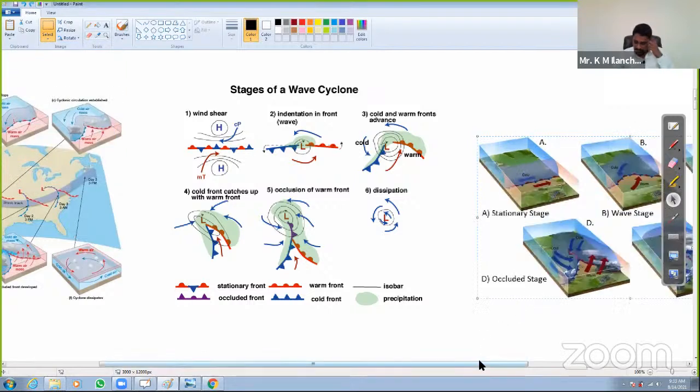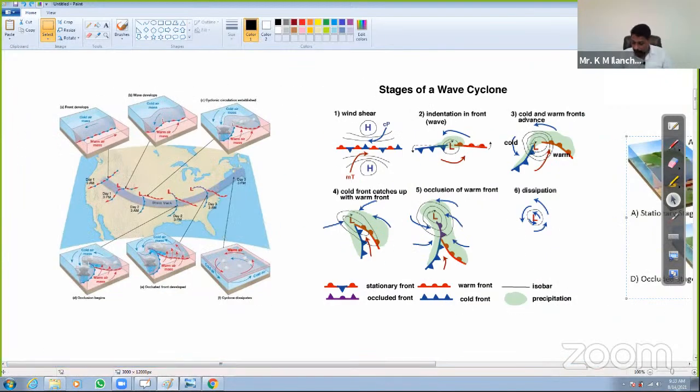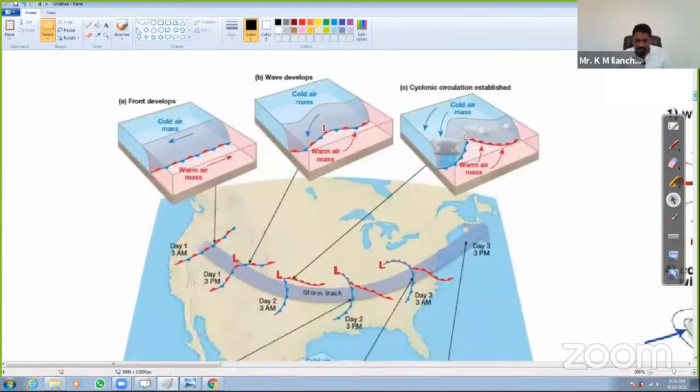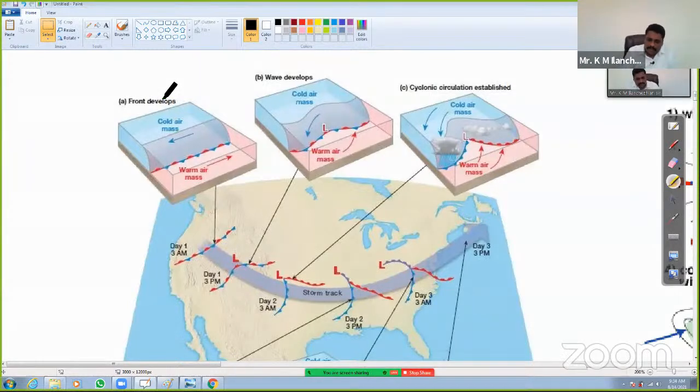See my dear friends, maybe I'll just take this particular image. As I was saying, in the very first stage you have the creation of a front. What is a front? I told you, it is more like an air curtain. One side you have a warm air mass, which is nothing but the warm westerlies. Another side you have the cold air mass. The front is created.